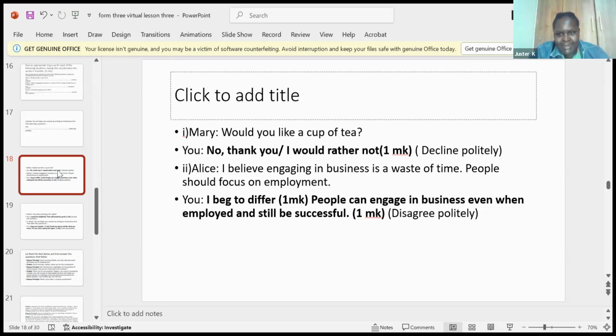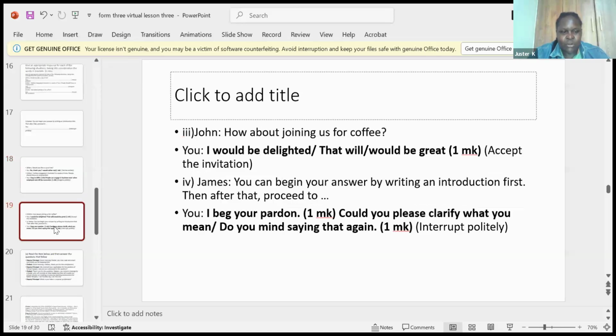When now you are disagreeing politely again, I beg to differ. 1 mark is awarded up to there. Then you give your opinion. That is why that question will have 2 marks. You disagree, you say I beg to differ, I'm of a different opinion. Something that shows that you are differing from what the other person is saying. Then of course you give the idea, your personal view, or how you feel, or what is your opinion.